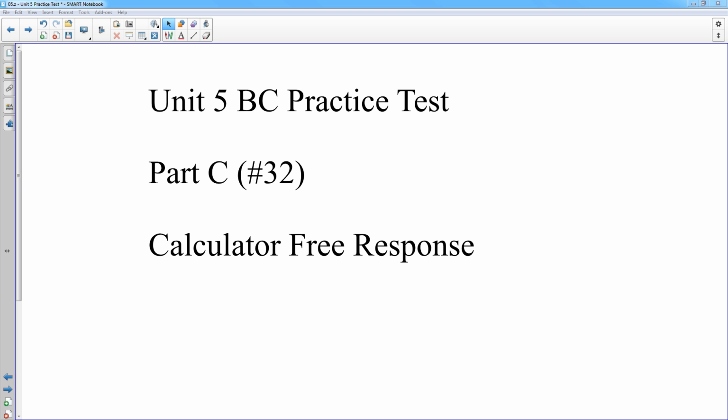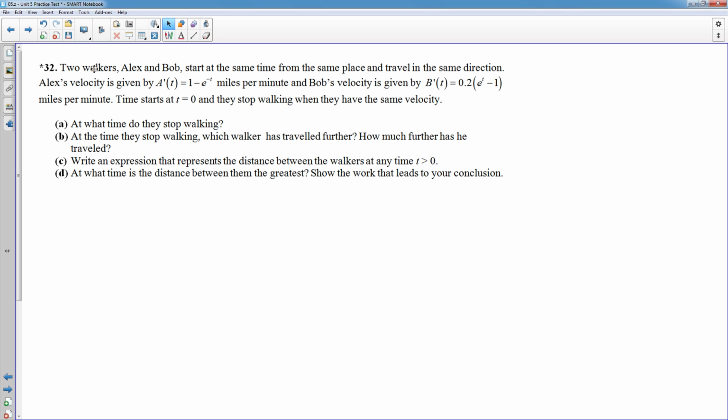Okay, looking at the free response questions of the practice test, I'm going to go ahead and do them all in one video since there's only one that requires a calculator. The first one, you have two walkers, Alex and Bob, that are walking. They start at the same time from the same place and travel in the same direction.